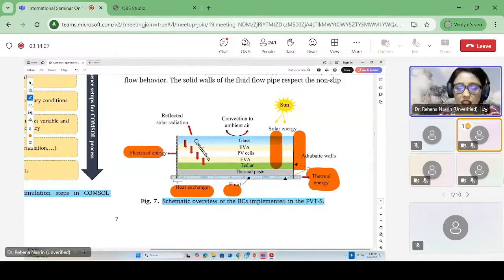Also, we can collect electrical energy by the photovoltaic part. So in a total photovoltaic thermal system, we can collect electrical energy using the photovoltaic module, and after that we can collect thermal energy using the heat exchanger system. So a photovoltaic thermal system is known as a hybrid photovoltaic thermal system. We can get electrical energy as well as thermal energy.